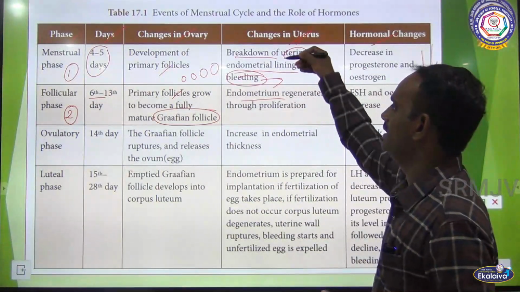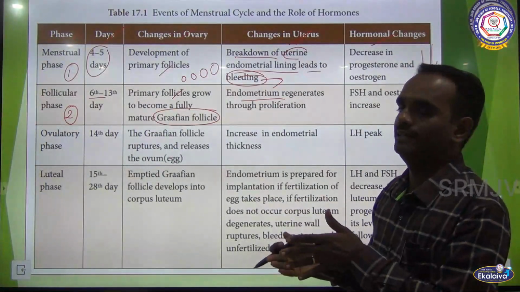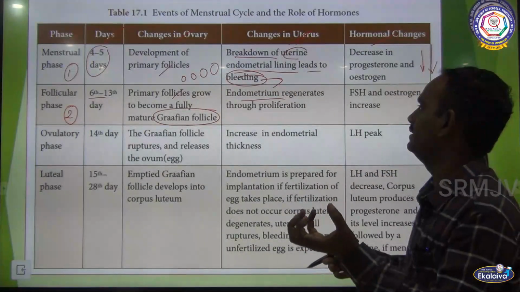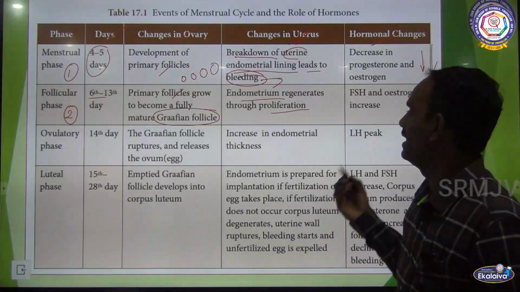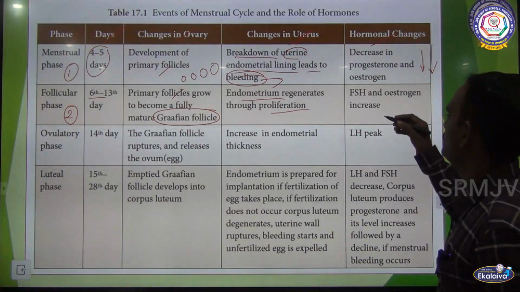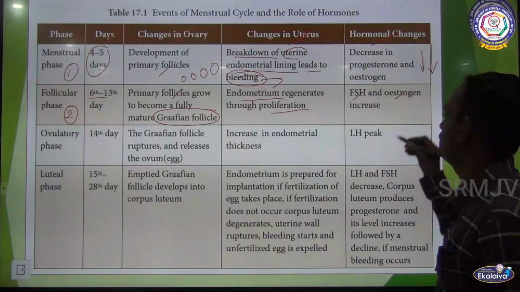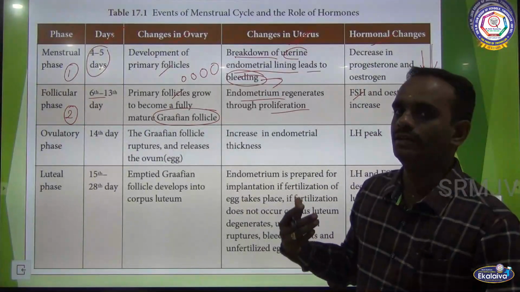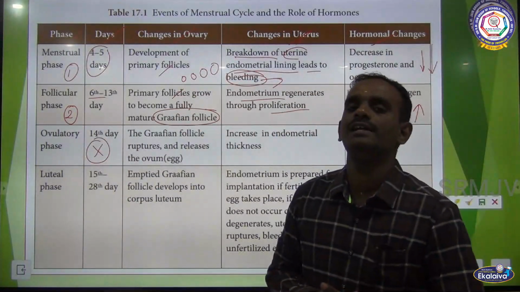Endometrium: I already said the endometrium lining breaks down in the first phase. So during the second phase, the endometrium lining regenerates slowly through proliferation. After that, hormone changes: FSH, follicle stimulating hormone, and estrogen slowly increase. Clear? Then the third phase, a very important phase, is called the ovulatory phase.